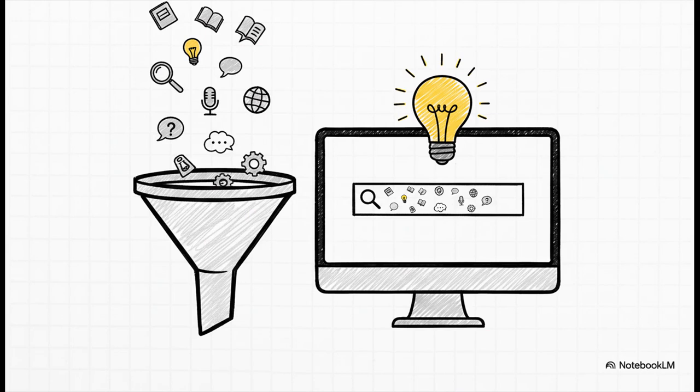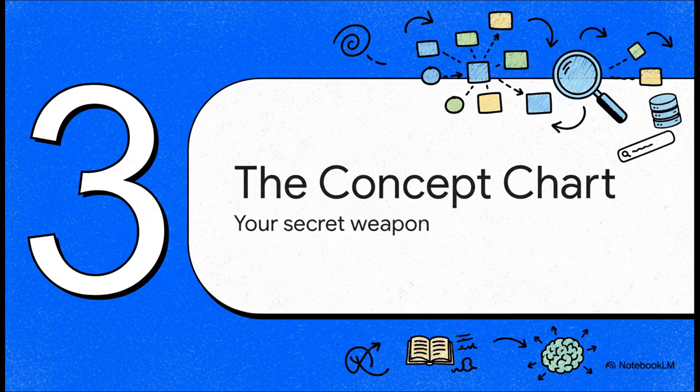And that's the whole secret right there. If you want to speak the database's language, you have to give it a bigger vocabulary to work with. The whole goal is to give it all the different ways, all the different words an author might have used to talk about your topic. And that brings us to our secret weapon for building that vocabulary, the concept chart. This is the simple little tool that's going to bridge that communication gap between your brain and the database.